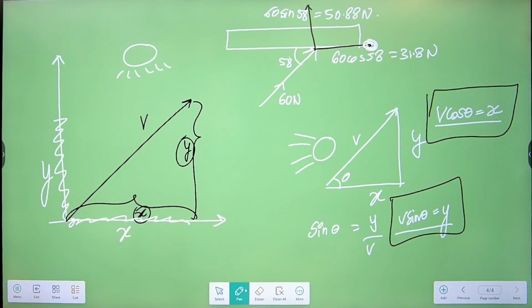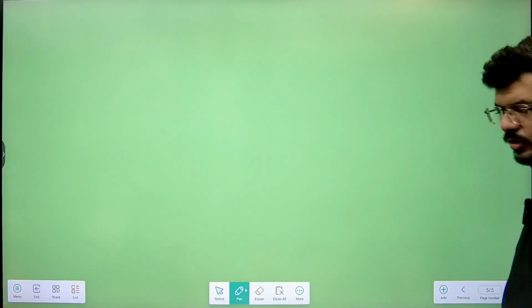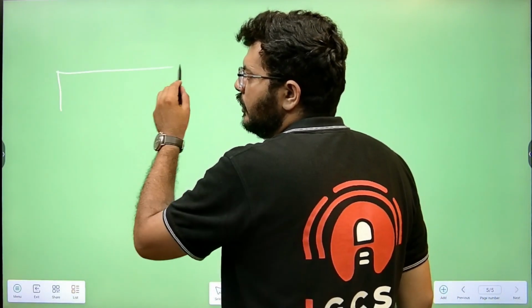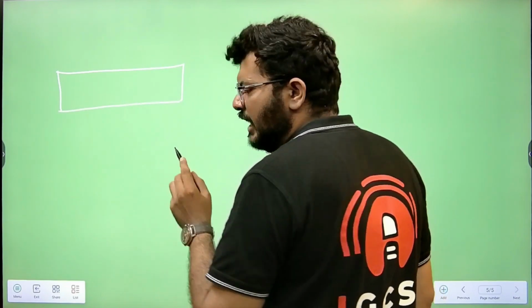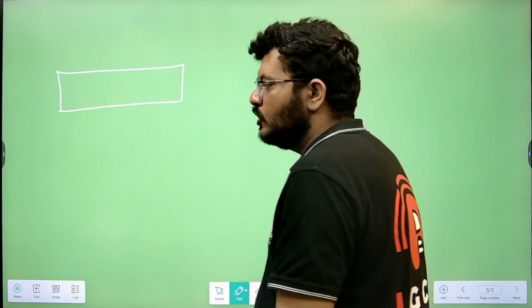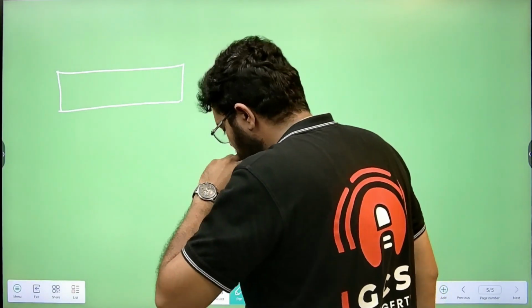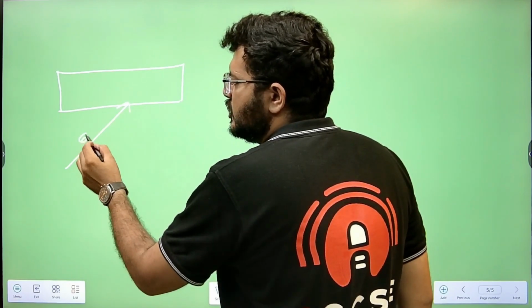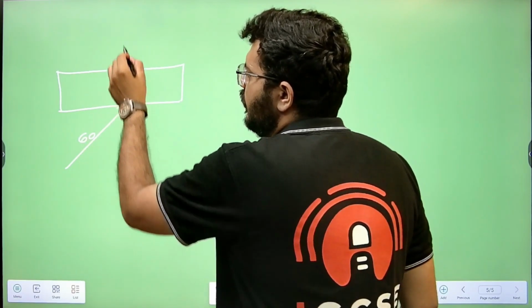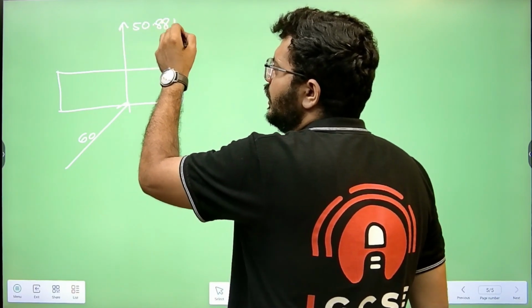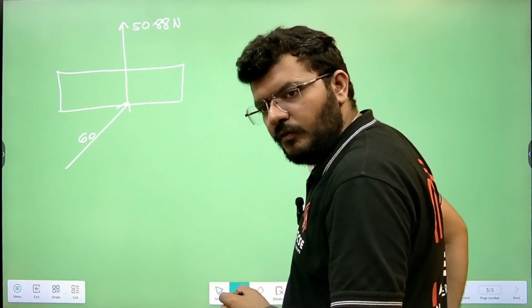Work done equals to Fs cos theta. Okay, let's take that into consideration. Let's consider this plank only, right? This is still 60 Newton. What was the upward force, guys? 50.88, right? 50.88 Newton was the upward force, right?